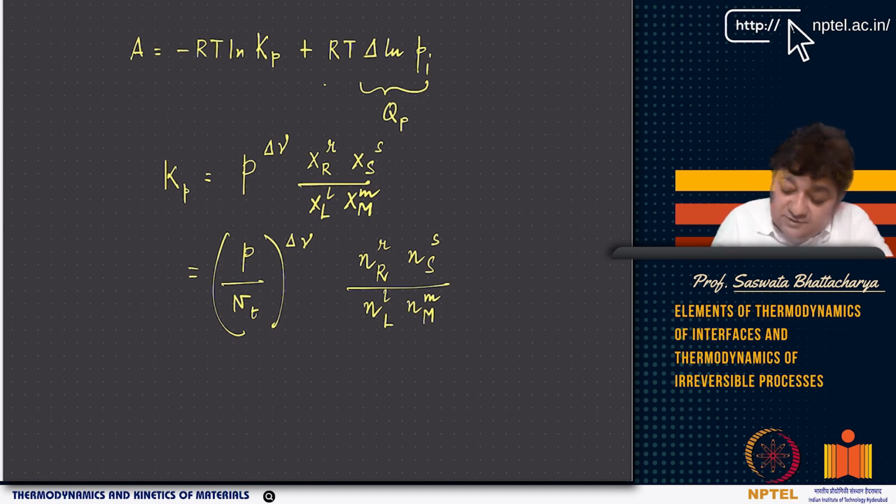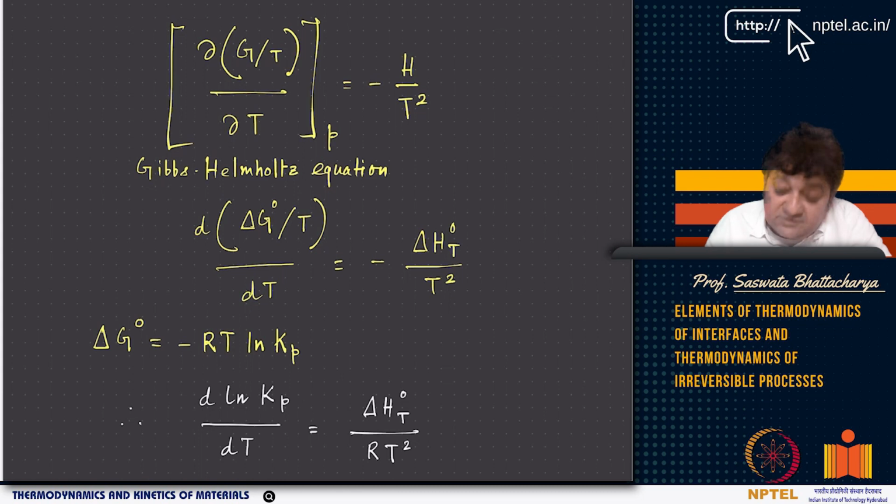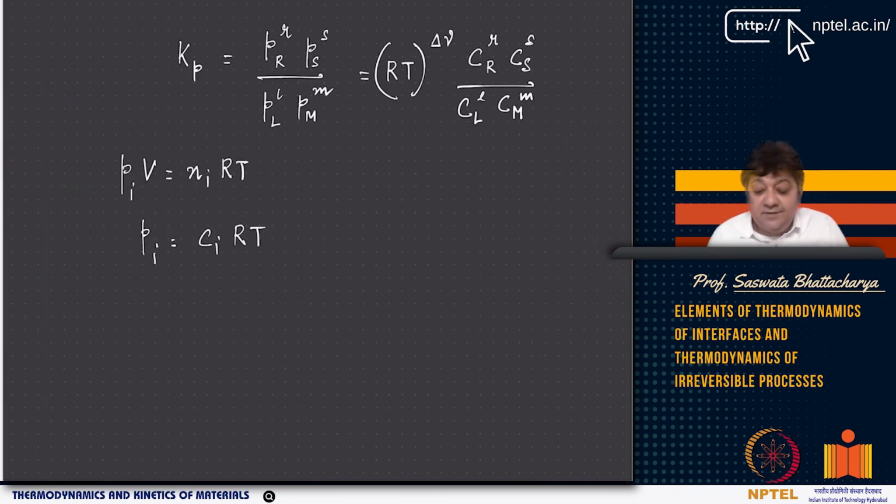Also we know that A equals minus RT ln K_P, plus RT delta nu ln P, and that is nothing but RT ln Q_P, and you have this relation. You have also the Helmholtz equation, from which you can write how the equilibrium constant changes as a function of temperature, and it is related to the delta H0 or delta H_T0, whichever you call it, which is the delta H0 of the reaction. Delta H0 can be endothermic or exothermic. Reactions can be endothermic or exothermic. That is something that we have explained.